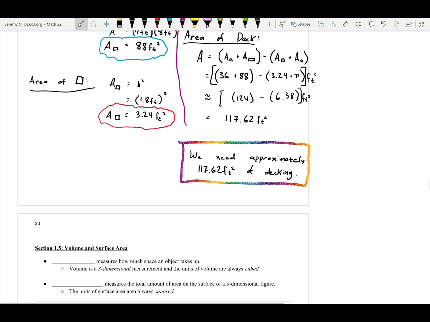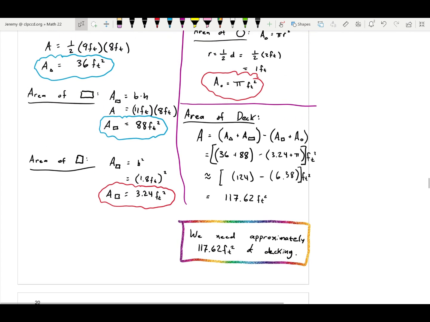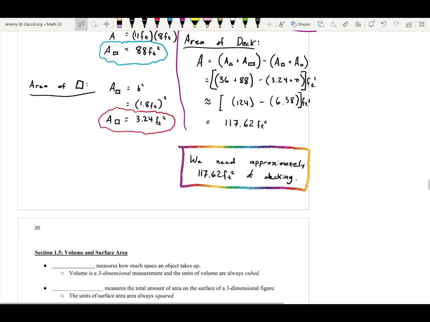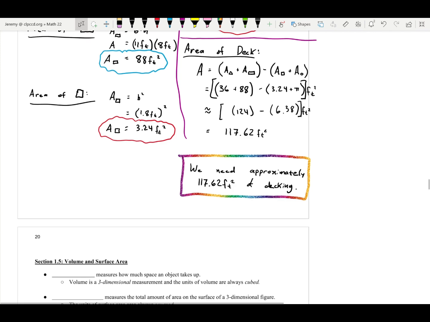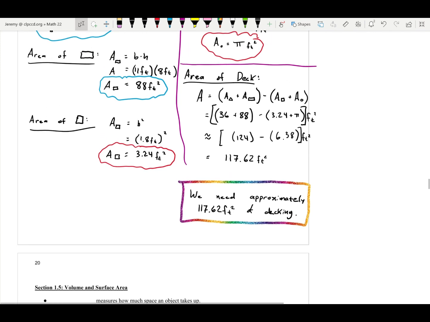But that brings us to the end of this section on perimeter and area. Section 1.5, we're going to move into 3-dimensional objects, and we'll talk about volume and surface area. So I will see you in that next video.